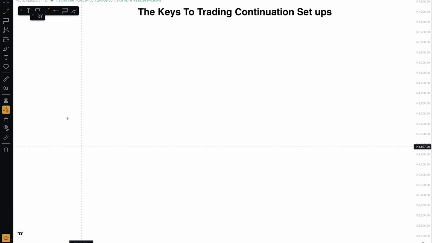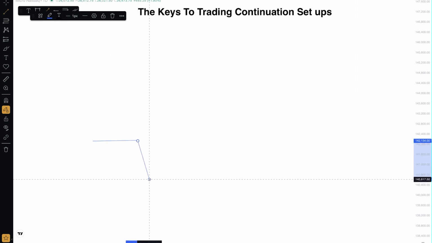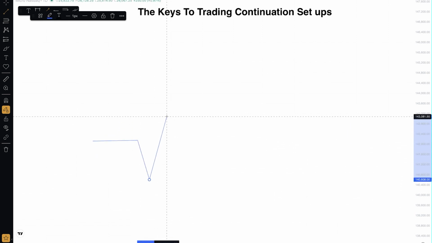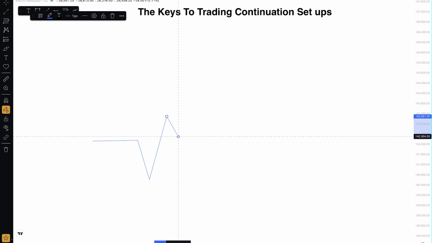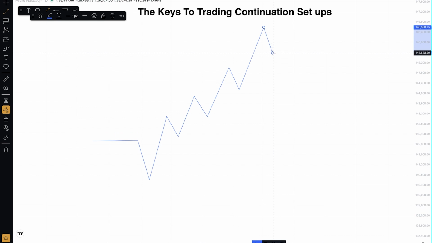All right. So for those who don't understand what a continuation setup is, or don't even know what continuations are, what are continuation setups, right? Continuation setups are very simple. Continuations are literally that. It's literally trading in the direction of where the market is already moving. And I wish it was a lot more complicated than that, but it's not.